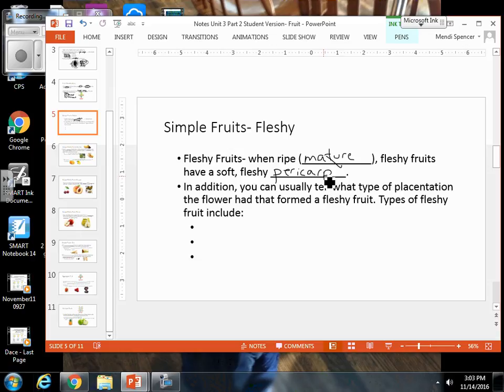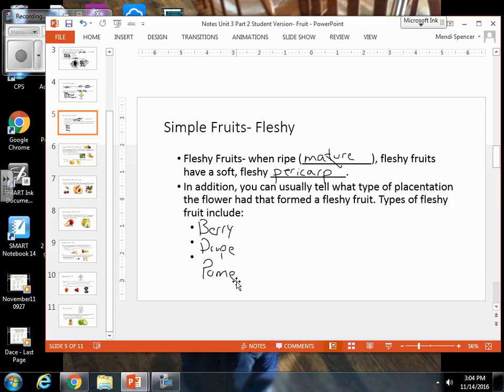So in addition to looking at the type of placentation a flower has, you can actually look at the fleshy fruits, and there's 3 different classifications of them. So one you are very familiar with, that is the berry, but there's 2 other ones. One is called a drupe, and one is called a pome.